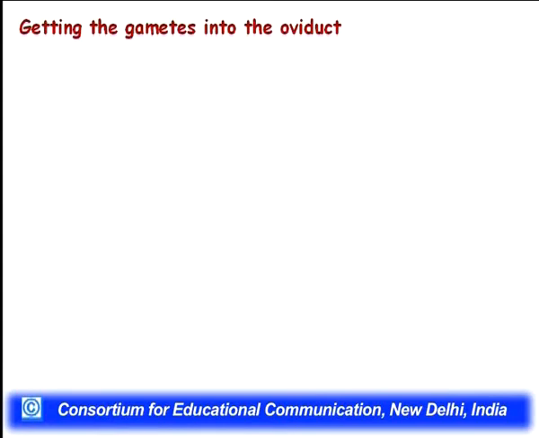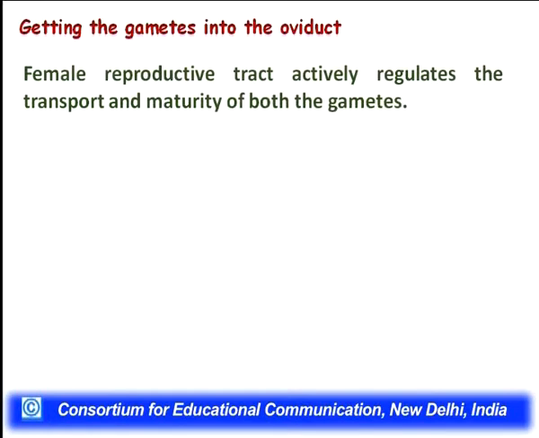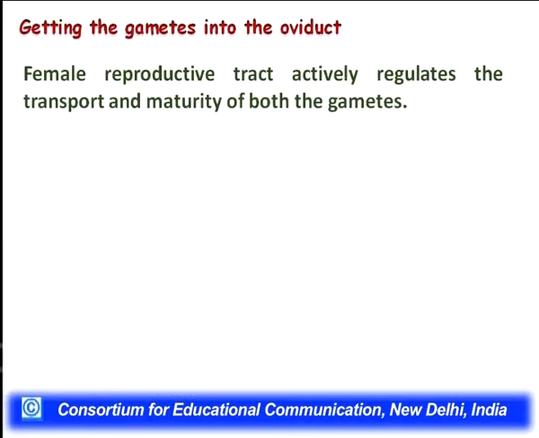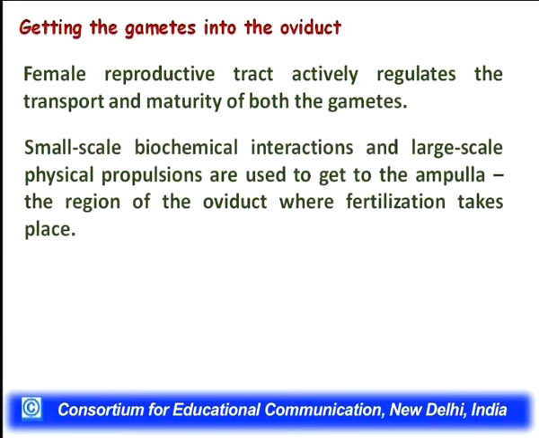Now the first problem here is getting the gametes into the oviduct. The female reproductive tract actively regulates the transport and maturity of both the gametes. It might otherwise look as if the sperm is ejaculated into the female and, because of its motility, simply passes on and reaches the place where fertilization takes place. But actually, the female reproductive tract also very actively regulates the transport and maturity of both the gametes.